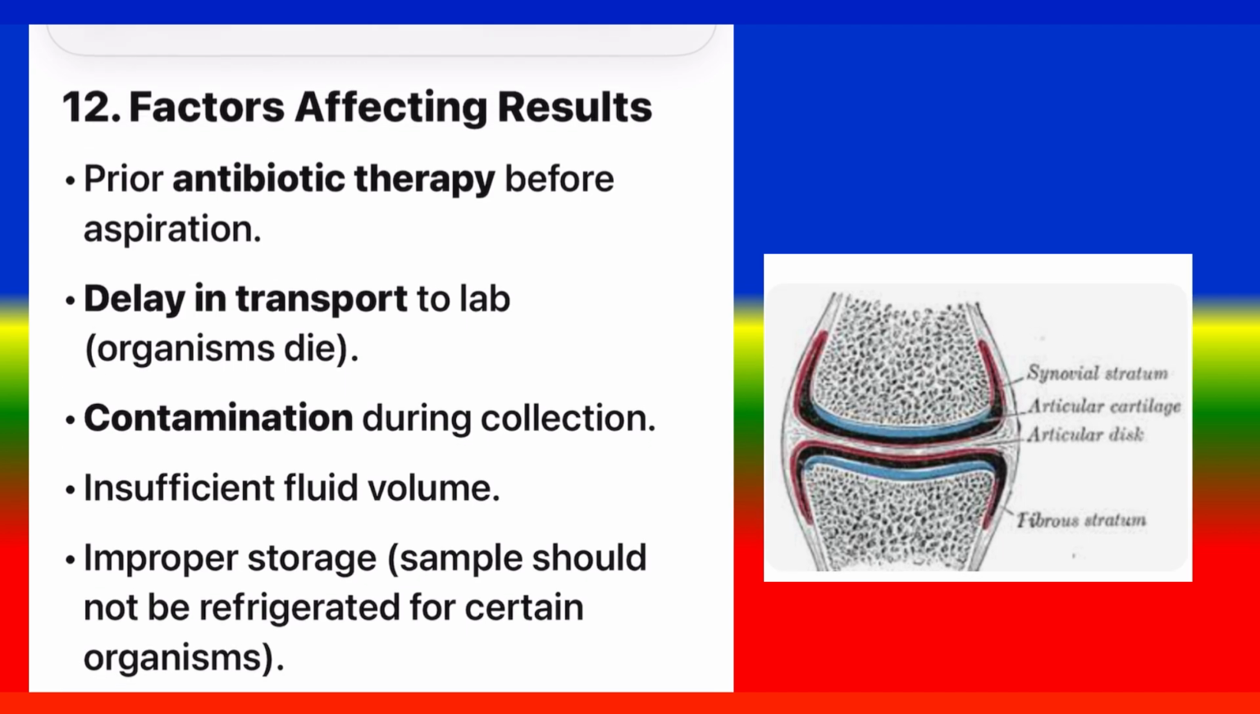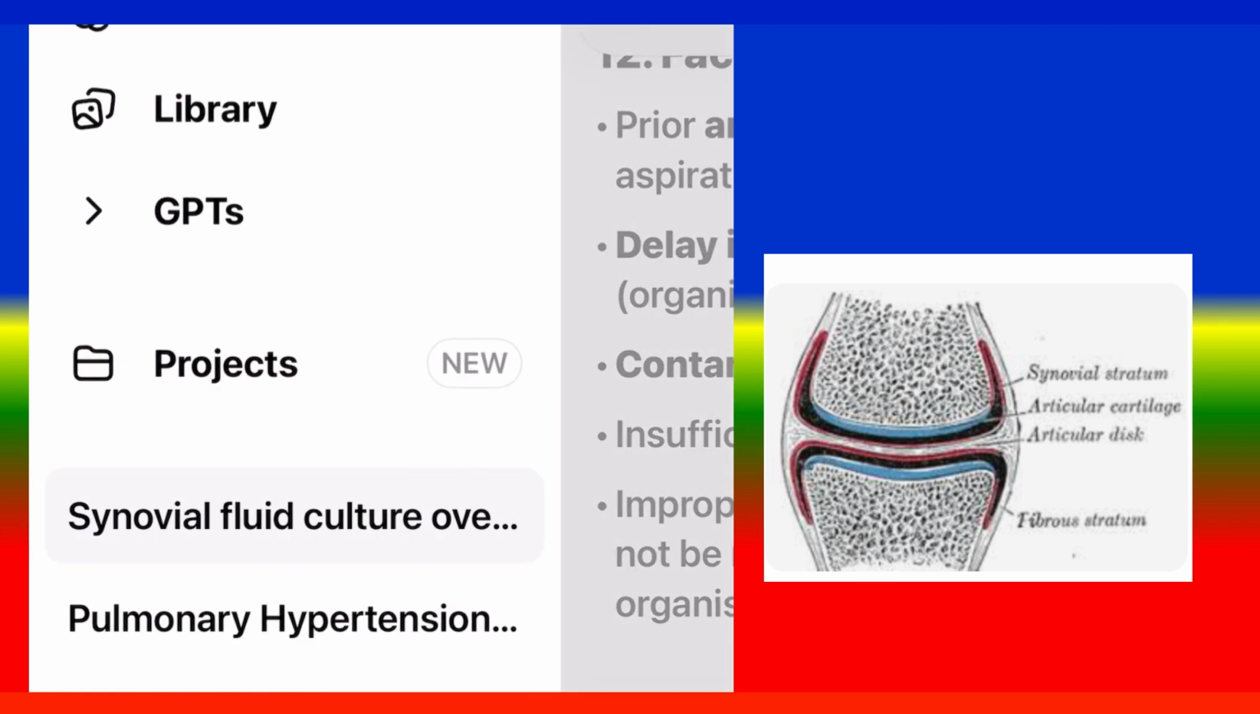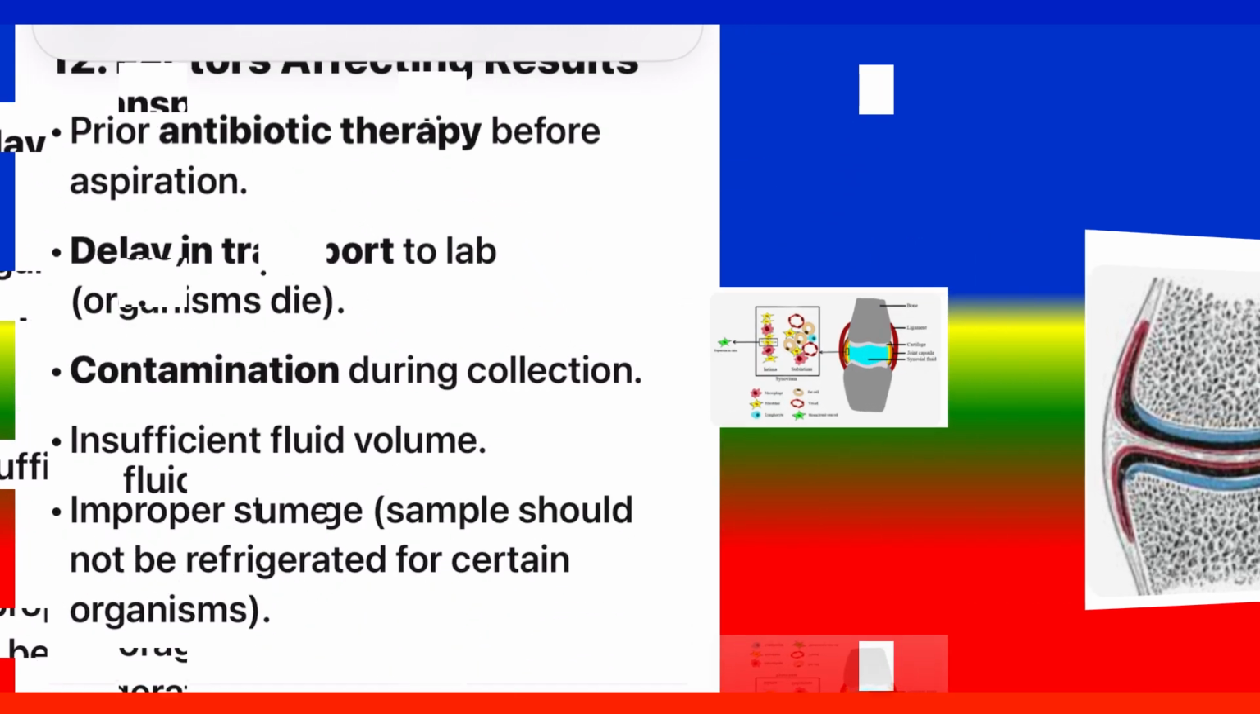12. Factors affecting results. Prior antibiotic therapy before aspiration. Delay in transport to the lab, organisms die. Contamination during collection. Insufficient fluid volume. Improper storage. Samples should not be refrigerated for certain organisms.